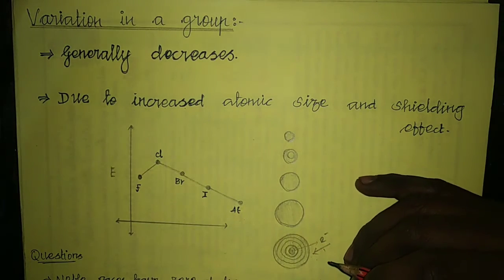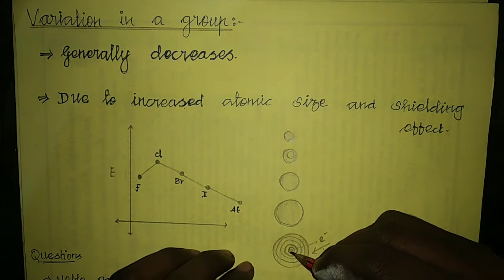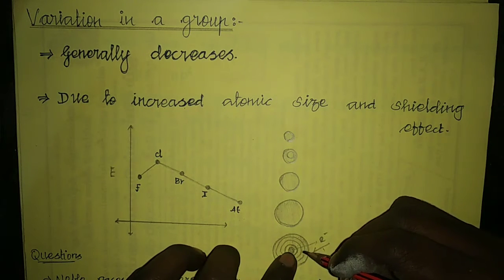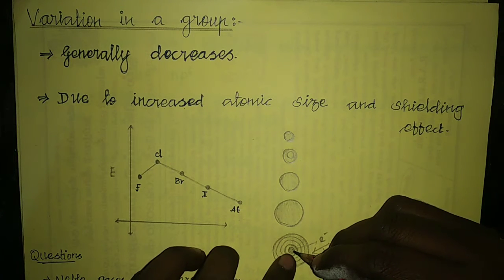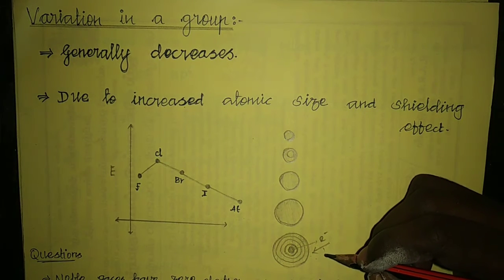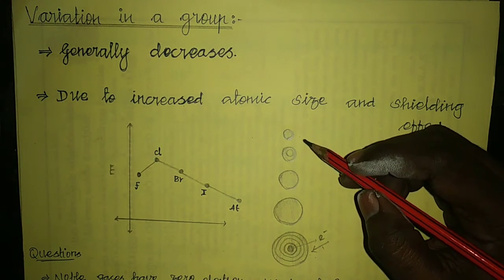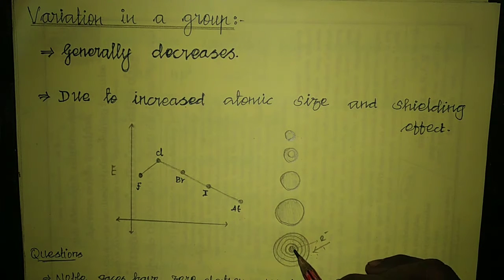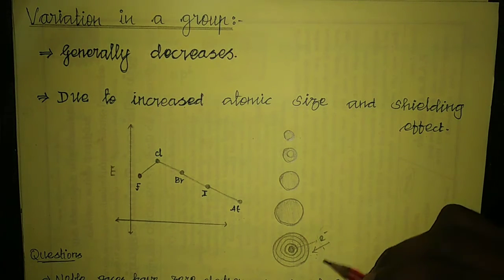So when the number of shells increases, what is increasing? Shielding effect is increasing. What is shielding effect? The electrons present in the inner shells screen or shield the attractive force given by the nucleus, not letting it go outside. That is called the shielding effect. Here shielding effect will be less, because there is only one shell, but here shielding effect will be more.